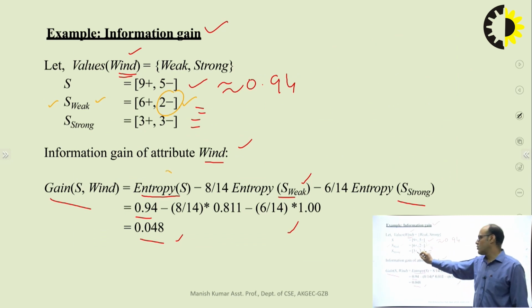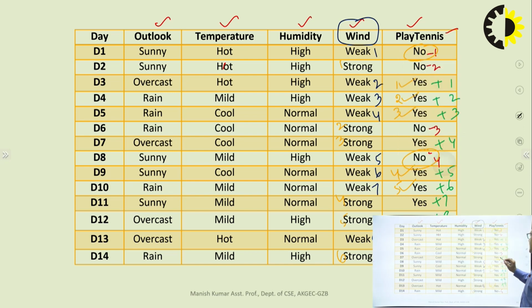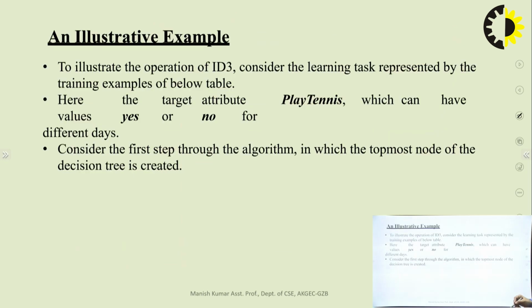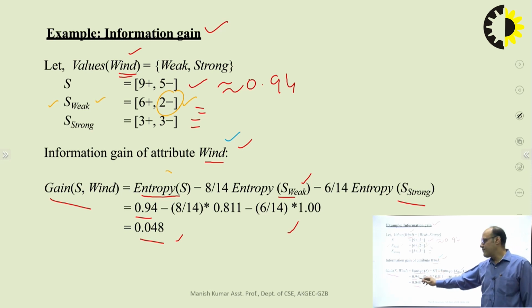Similarly we will calculate for Strong: 3 positive and 3 negative will be there for Strong. See Strong: Strong No 1, Strong No 2, Strong No 3. ठीक है, then Strong with Yes: Strong Yes 1, Strong Yes 2, Strong Yes 3. तो 3 positive and 3 negative, so we will put here 3 plus and 3 negative. ठीक है, right, then we will calculate the information gain of this attribute Wind. How will we calculate? We will find the entropy, then we will calculate the information gain. So overall entropy we have already calculated, 0.94.